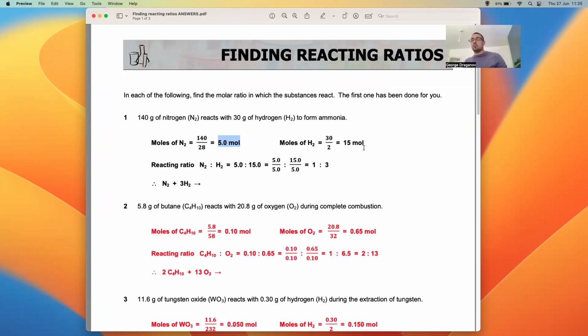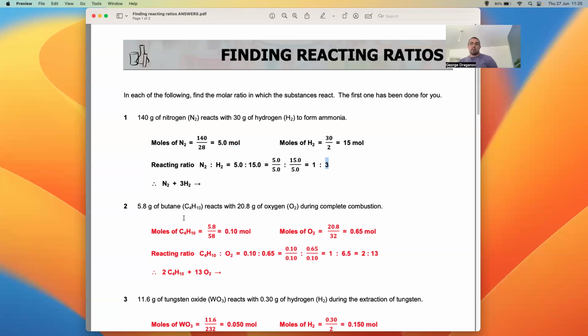Now, this time, we don't know the actual equation. So what we do is we find the simplest whole number ratio. To do that, we divide by the smaller of the 2 numbers. So 5 divided by 5 gives you 1, and 15 divided by 5 gives you 3. So you get a ratio of 1 to 3. So then you just write N2. There's no point putting a 1 in front, just like we don't put 1x in maths. Plus, there's 3 of them, so we write 3H2. And that's all there is to it.